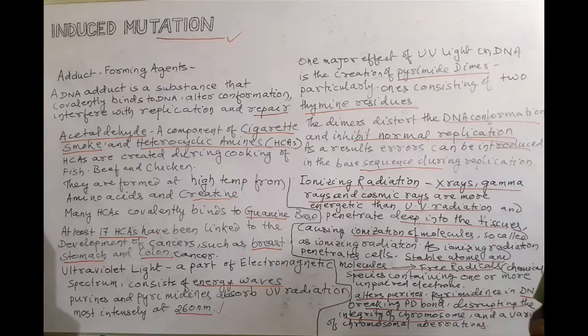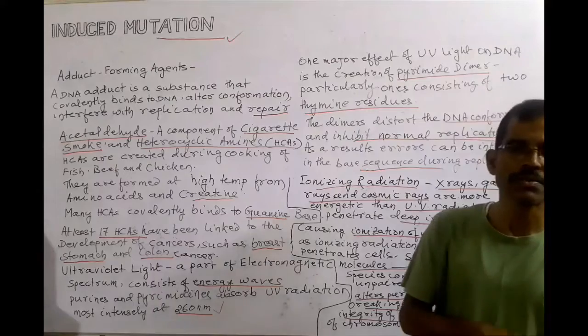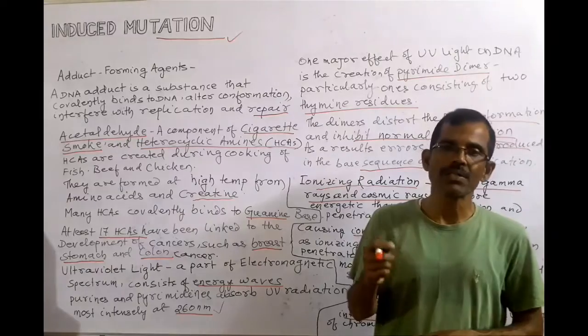What is free radical? Free radicals are chemical species that contain one or more unpaired electrons. These free radicals alter purines, pyrimidines in DNA. It also breaks phosphodiester bond. These free radicals also disrupt the integrity of chromosome, and they also introduce a variety of chromosomal aberrations. So friends, this is about induced mutation and about its causes.